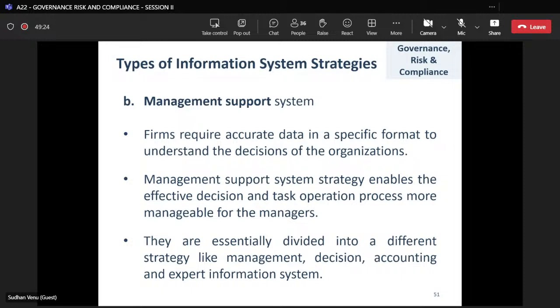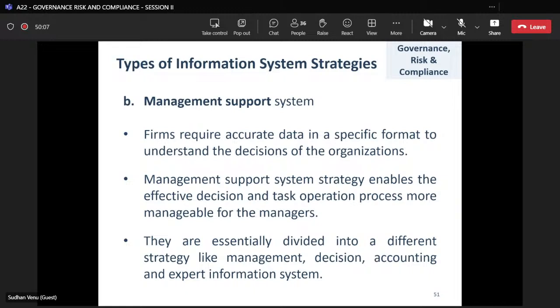And the next one is the management support system. It is for the management level, to support the system in taking strategies, decision making, accountability and expert information systems. They do it for the strategy, to enable effective decisions and make task operation processes more manageable for managers. And they have a specific format to understand the decisions of the organization in order to get accurate data. All those things come under the management support system.